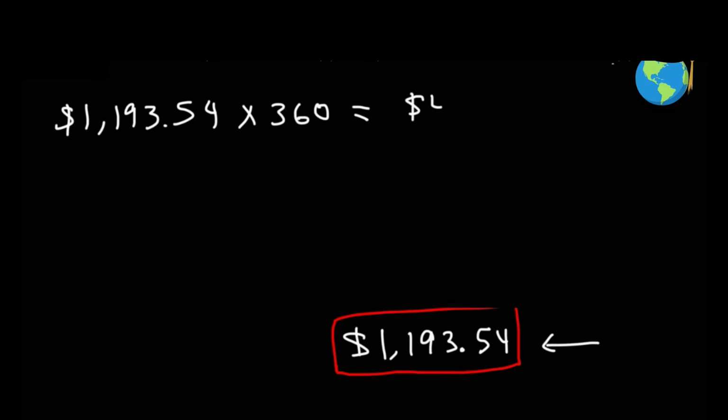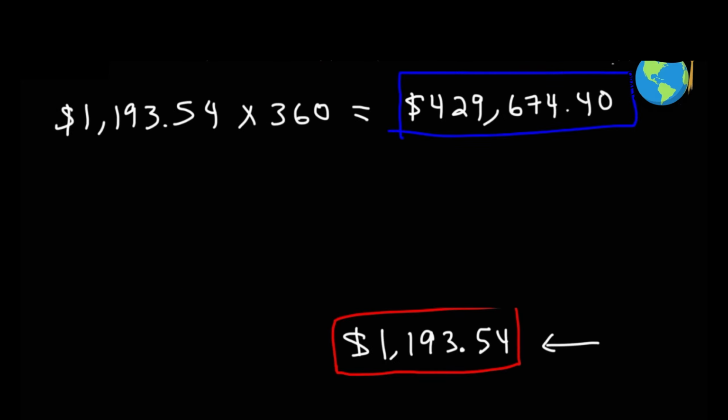So this is the total amount that she's going to pay back: $429,674.40. So this number includes the original principal plus interest. So to calculate the total interest that she's going to pay for this loan, we'll need to subtract the total amount of payments that she's going to make over 30 years by the principal amount, or the original cost of the loan.